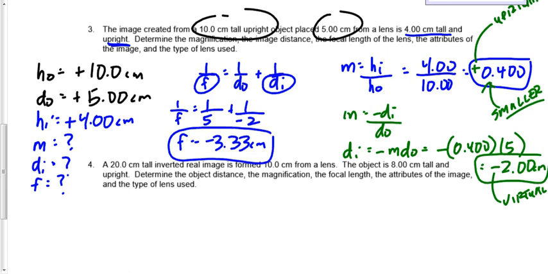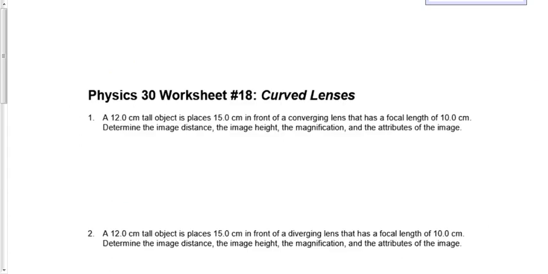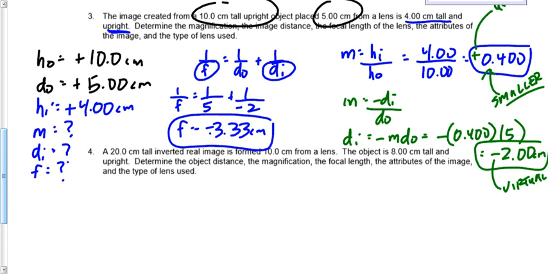Negative 3.33. If we have a negative focal point, a negative focal point means that it's a virtual focal point. And a virtual focal point is a diverging lens, which is what the question was asking us. What type of lens do we have? A diverging lens, where rays of light diverge away from the focal point.